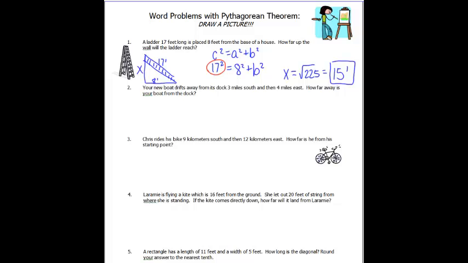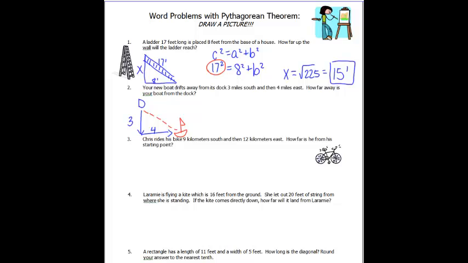Number 2: Your boat drifts away from the dock 3 miles south and then 4 miles east. How far away is your boat from the dock? Well, I'm just going to label my dock with a D, and I'm going to go 3 miles south, 4 miles east. And I want to know how far away my boat is from the dock. So here's my little boat.